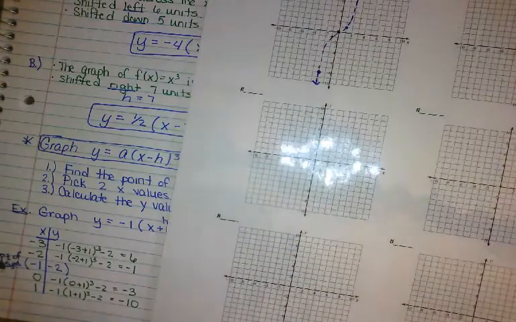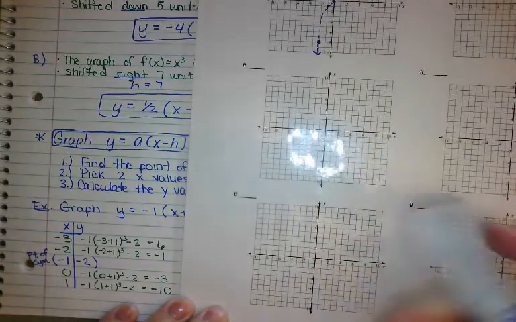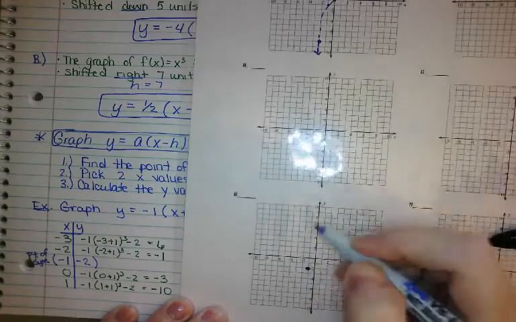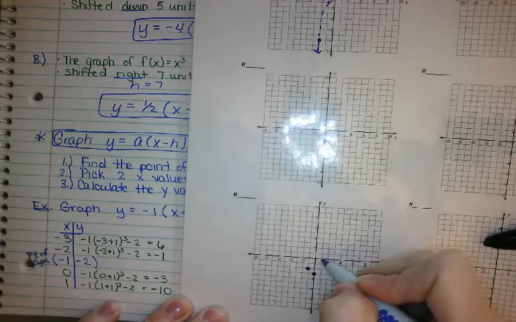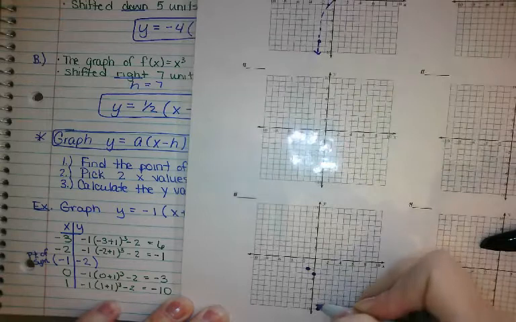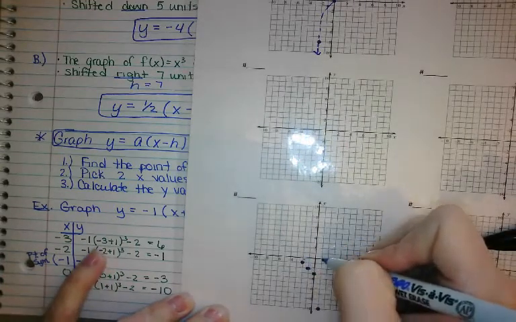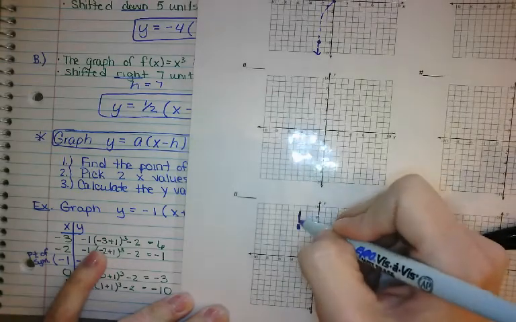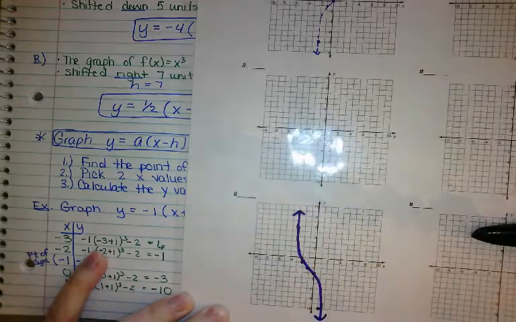All right, so we're going to plot the point of symmetry, which is at (-1, -2). I'm going to plot (0, -3), then (1, -10), then (-2, -1), and then (-3, 6). And remember, it's a curve. And there would be my graph.